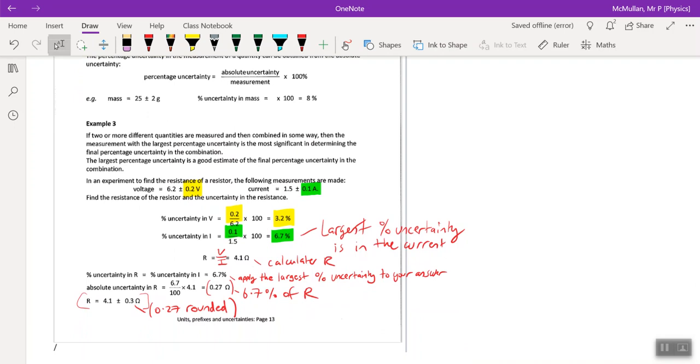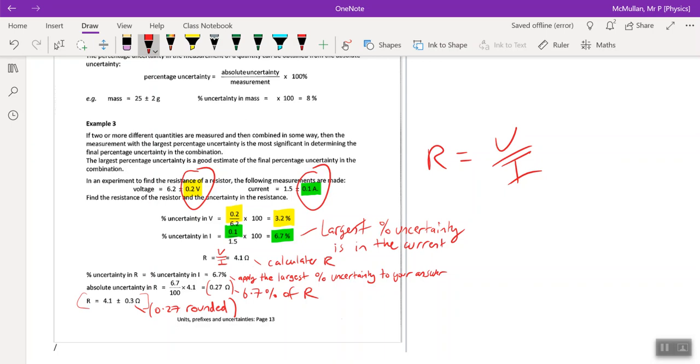So if two or more different quantities are measured and combined in some way, the measurement with the largest percentage is the most significant, and determines the final percentage of uncertainty. This can appear complicated, but what we're interested in here is a simple experiment. We have voltage and current, and we know that R equals V over I. So first of all, work out the uncertainty in the voltage, work out the uncertainty in the current, and work out what that uncertainty is as a percentage.